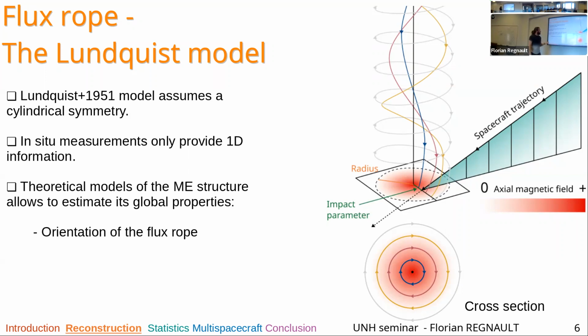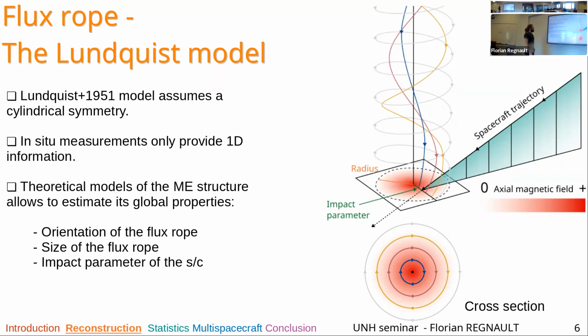Using those models, you can deduce the orientation of the flux rope, that is, how tilted the flux rope is when it crosses the spacecraft. You can also get the size of the flux rope, or the radius, that would be this size here. Or you can get what we call the impact parameter of the spacecraft, which is basically how far you are from the axis of the flux rope.